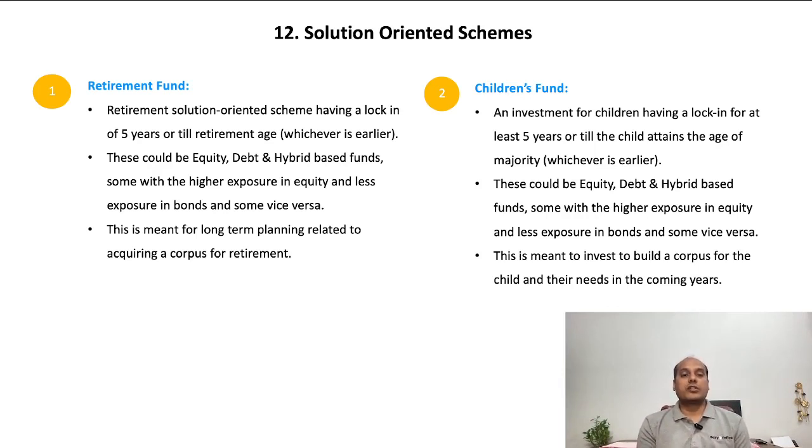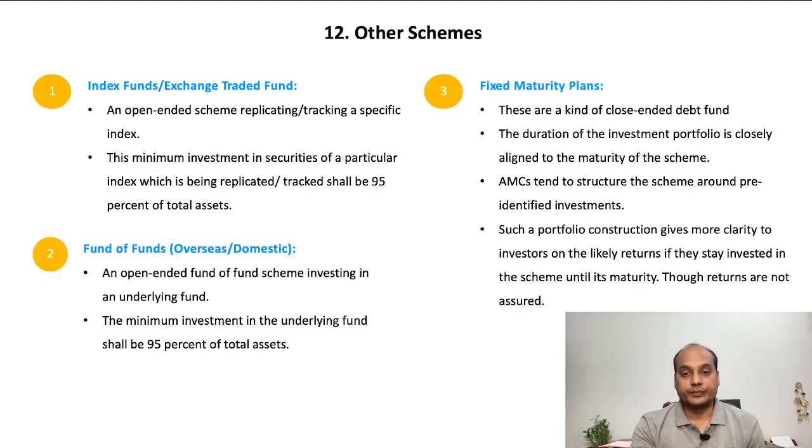Next comes solution oriented schemes. So these are two solutions, retirement fund or children's fund. Both of them have a different objective. The underlying principle is the same, that they have to be in a lock-in period for 5 years, or until the retirement age comes in case of retirement, or in case of children funds when the child attains the age of majority. Okay, and these could be retirement funds or children funds, could be equity based, debt based or hybrid based funds, and they are meant for long-term planning purposes. Maybe in the retirement case it's for a retirement corpus, and for a children fund it may be to create a fund for the needs of the child in coming years.